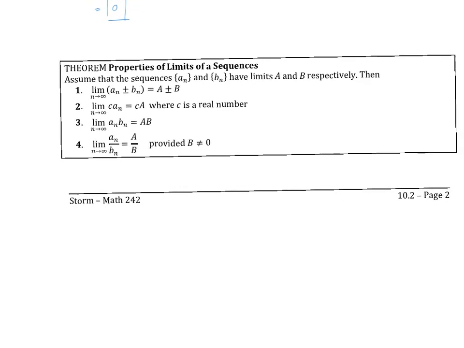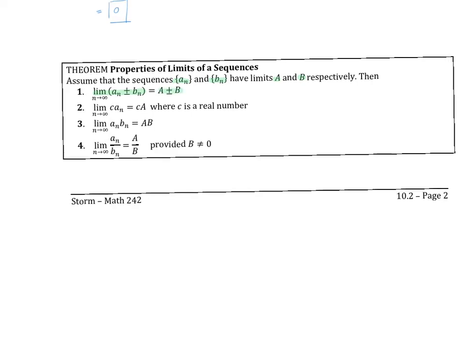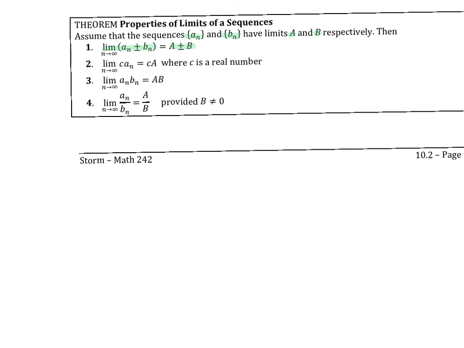So we can use these properties if need be. Let's just say that we have two sequences, a sub n and b sub n, and they have limits a and b respectively. Then if you're going to take the limit and you're going to add or subtract these two sequences, since they have limits, you can simply add or subtract their limits. And these are similar to properties we had with limits when we're looking at real valued functions.